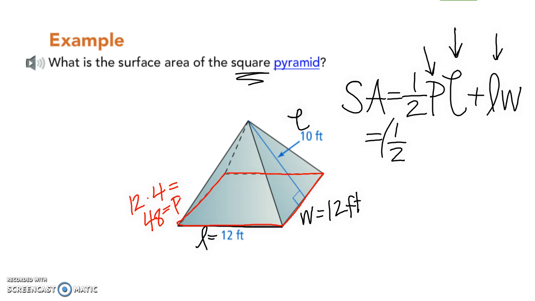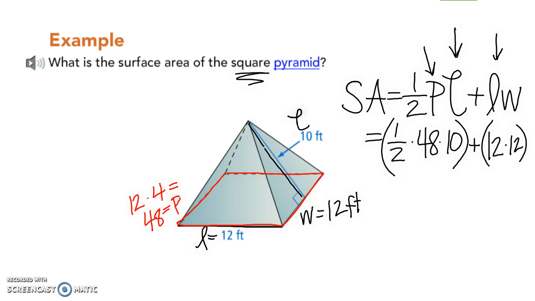1/2, I'm going to put this in parentheses, 1/2 times the perimeter, which is 48. I did 12 plus 12 plus 12 plus 12, times the slant height, which is this guy, 10, going from top to bottom down the side. All right, and then parentheses, the area of the base is the square. We do 12 times 12. Again, following the order of operations, I'm going to do the multiplication first.